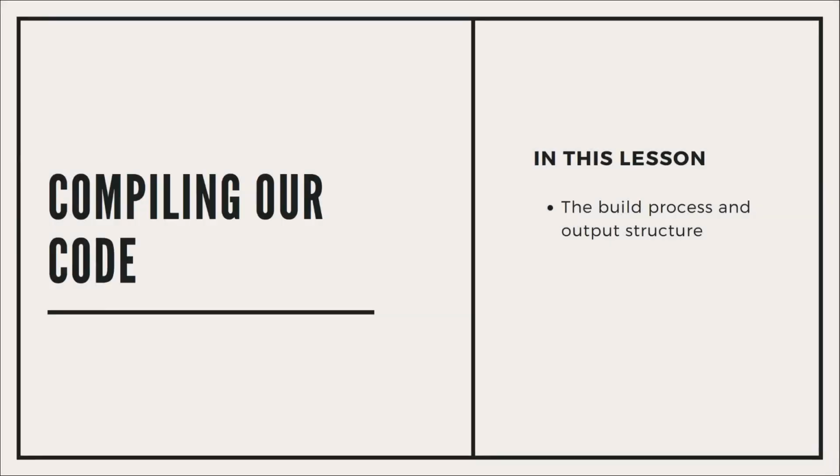In our previous lesson, we wrote code that represented our first zero-touch node. We haven't compiled it, we haven't done anything else to it yet. That lesson was short on purpose because compiling our code takes a little bit more effort and we didn't want that lesson to be super long. So in this lesson, we're going to cover the build process and the output structure of our code.